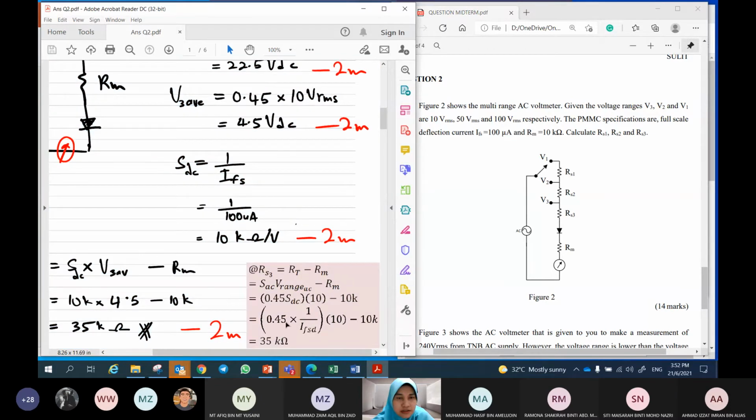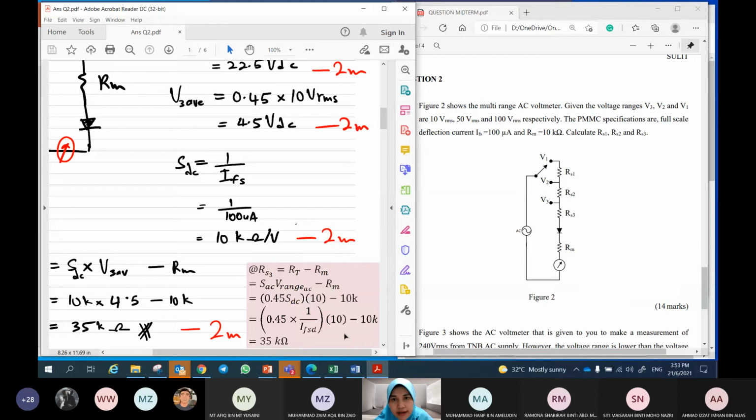So we should use SAC and VAC. SAC is equal to 0.45 SDC. This is fixed, as we have learned before. Then VAC range is as mentioned in the question, minus RM, which is provided as 10K. So we have to find SAC. SAC is equal to 1 over IFSD. You just calculate this. IFSD is equal to 100 micro and you will get 35K. So RS3 here is 35K.